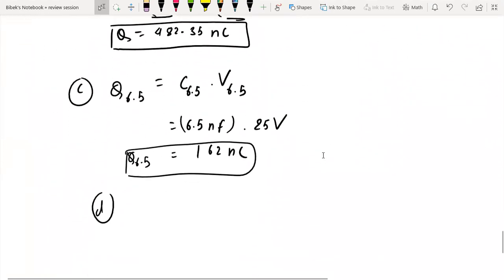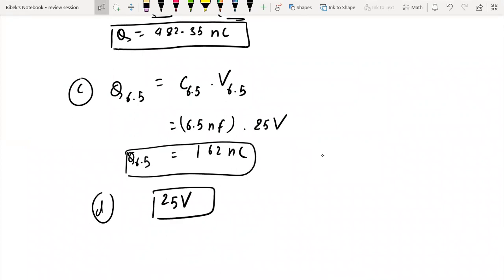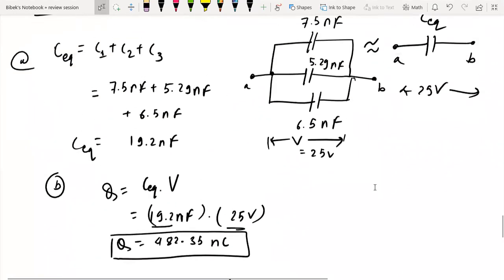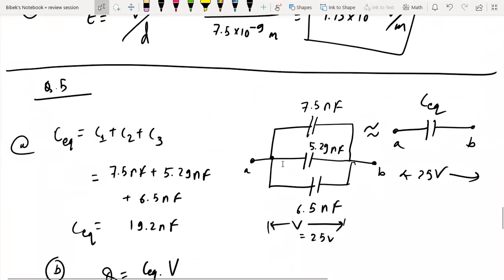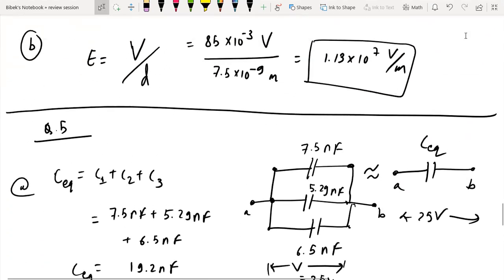25 volts. That's the answer, because all of these are in parallel. So the potential drop across this and this, or this and this, right? So it's going to be the same.